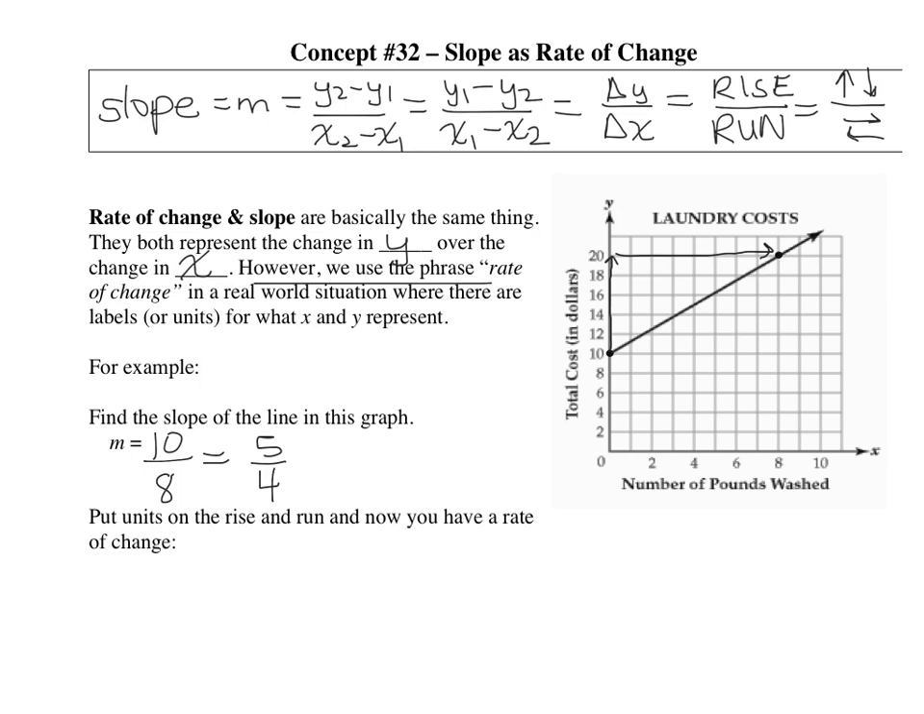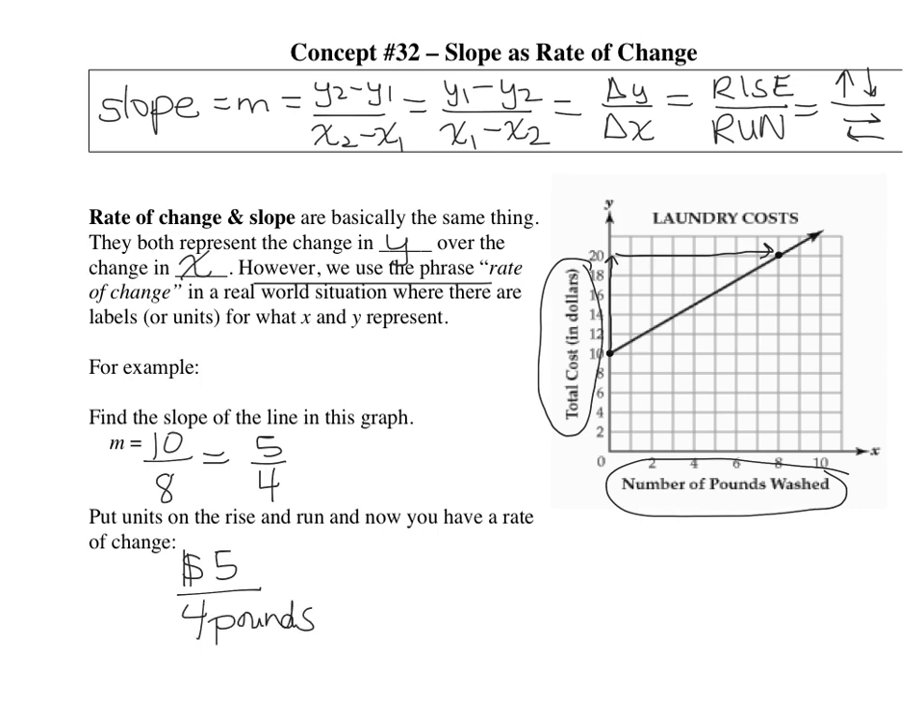Now let's go ahead and put units on my rise and my run, right? So my rise is what the y stands for, and that's dollars, right? So the top number represents $5. So I changed $5, and then this graph is laundry cost, and x is the number of pounds washed. So for every $5, I can have 4 pounds. So the bottom is 4 pounds.